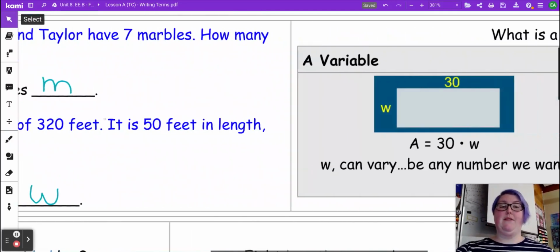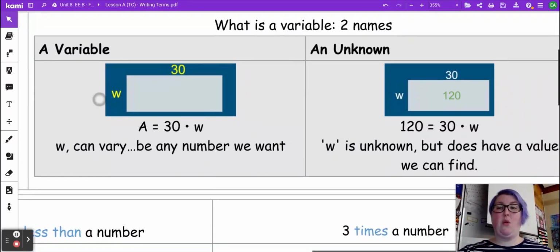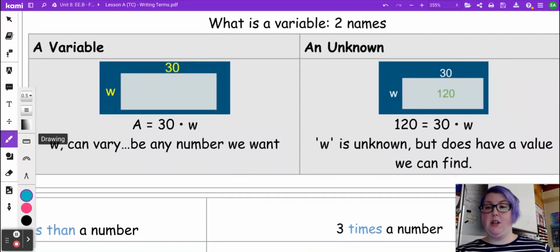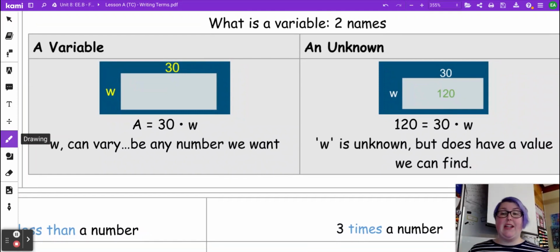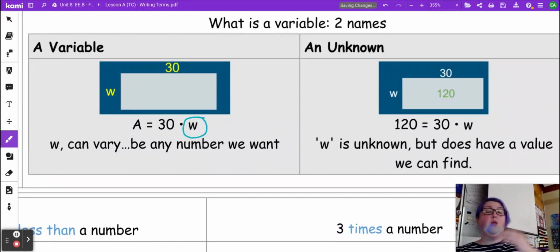Now, I said variable and unknown. They are similar, but not quite the same. So a variable can vary. It can be any number. So like here, in our first problem, the width could be anything. We don't know the area. We're just trying to find a width that could work. It could be 1, it could be 30, it could be 2,000. It could be any number.